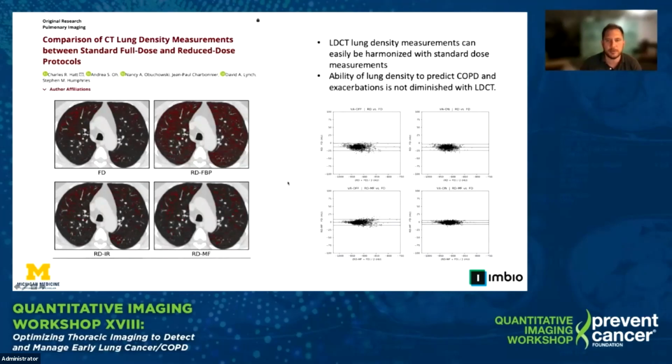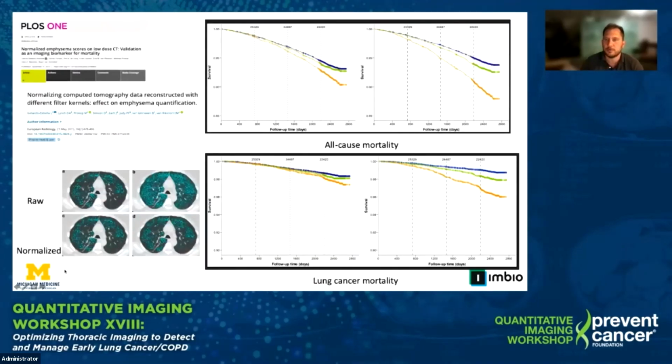Similar to our results in the NLST, another study also looked at image processing techniques for scan normalization in a lung cancer screening setting. In particular, they demonstrated that a kernel normalization technique combined with slice thickness normalization significantly improved the ability of quantitative lung density measurements to predict all-cause and lung cancer mortality in a lung cancer screening cohort.